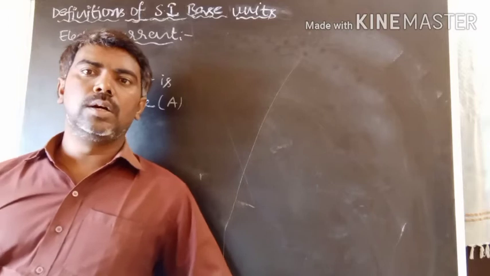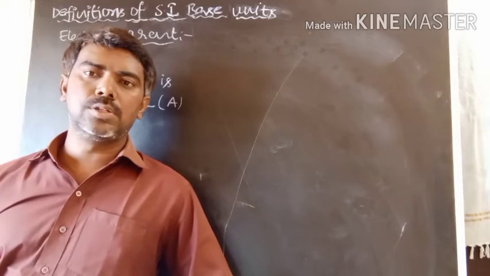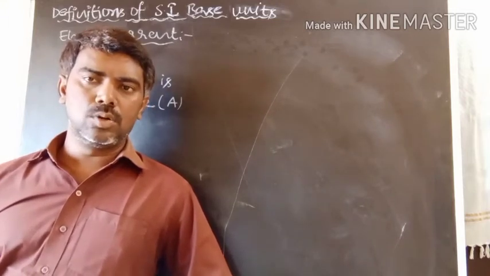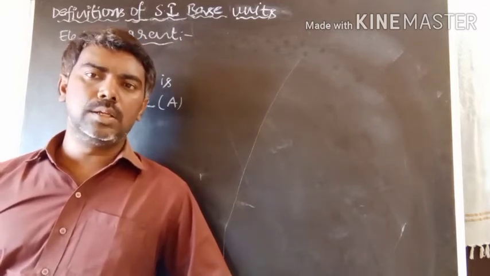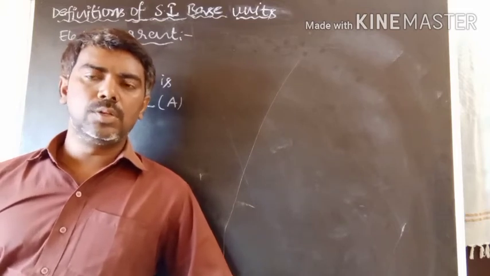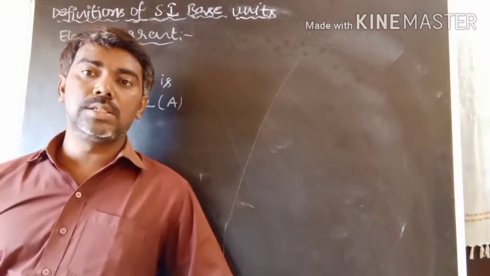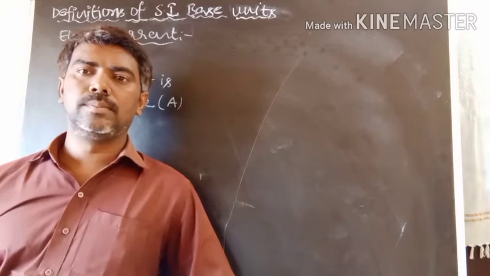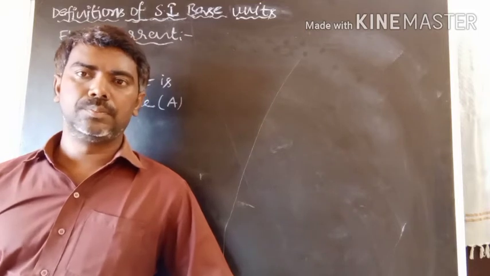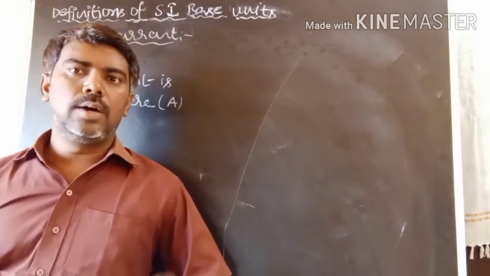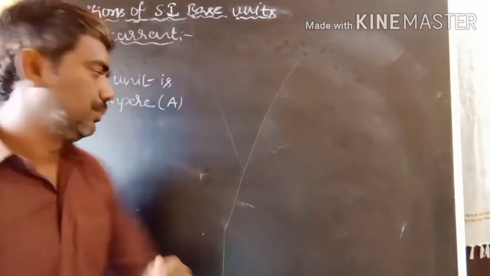How to define the Ampere? The constant current which, if maintained in two straight parallel conductors of infinite length and negligible cross-sectional area, separated by a 1 meter distance, produces a force between the two parallel conductors equal to 2 into 10 power minus 7 Newton per meter of length, is known as an Ampere.